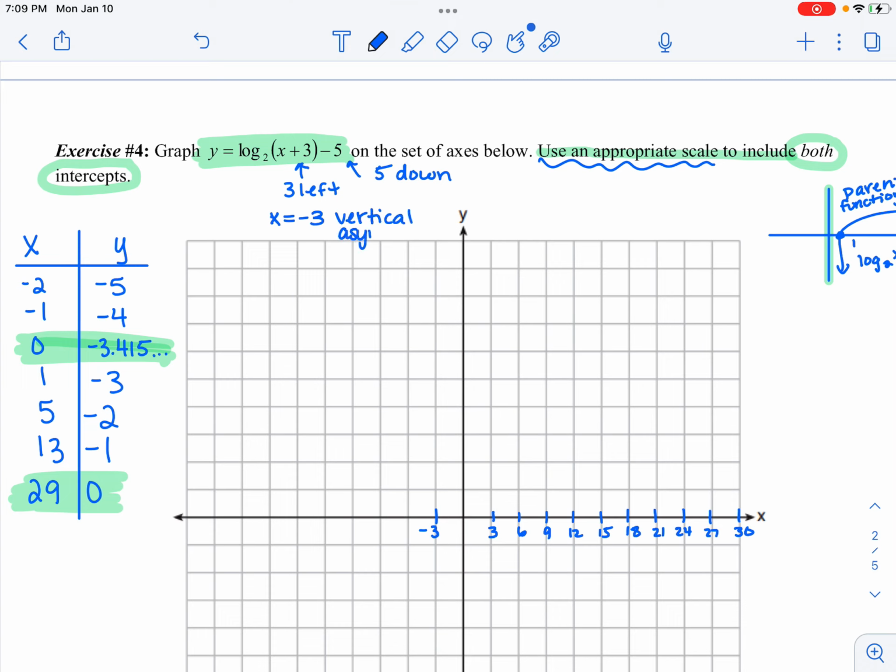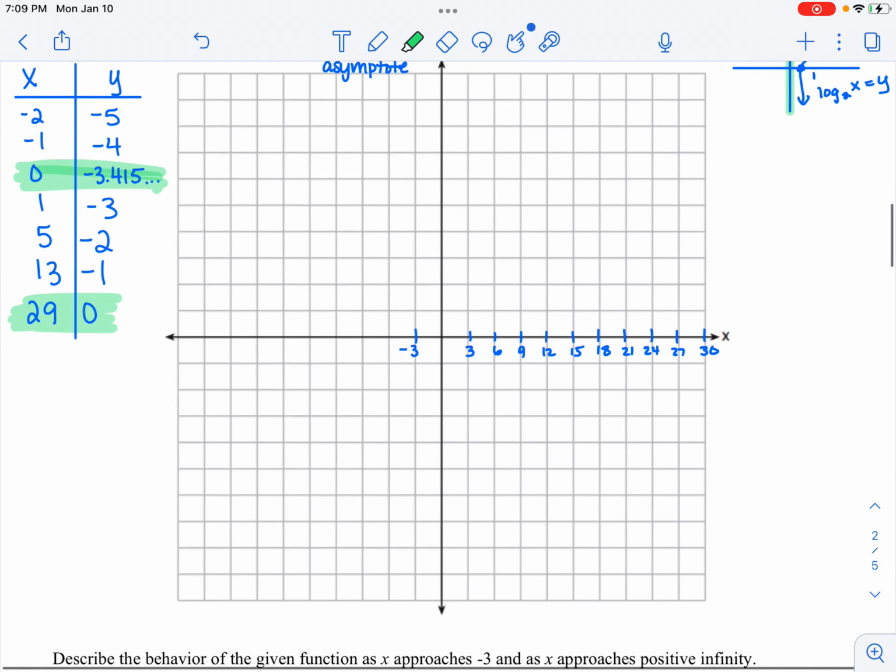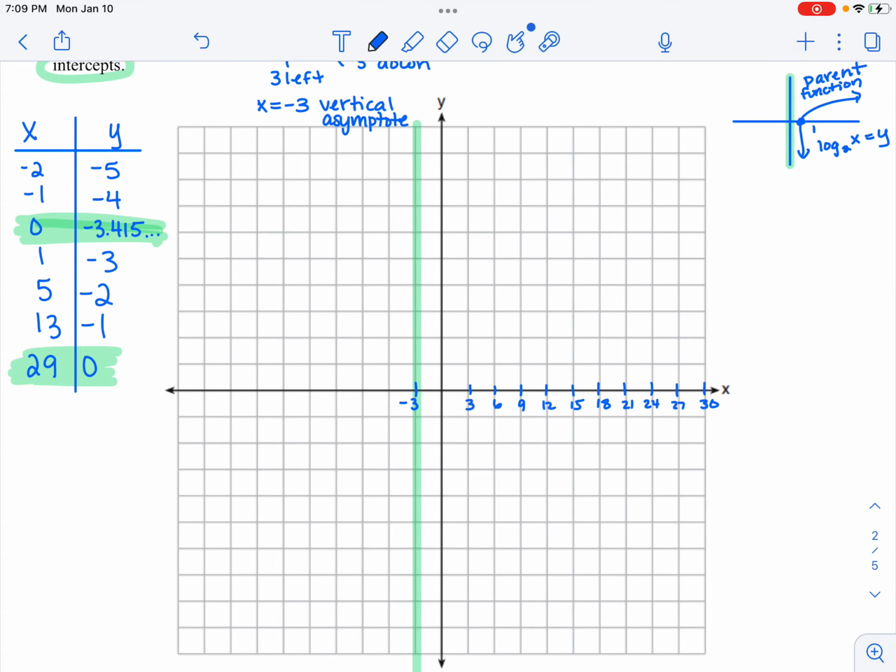asymptote. Not that you have to draw that in, but I'm going to draw it in with just the highlighter to remind myself that this is what my graph's never going to touch. Again, you do not have to draw this. I'm just going to give myself that guide so I know not to plot on or to the left of that line. Okay, so now let's just try to get some points.